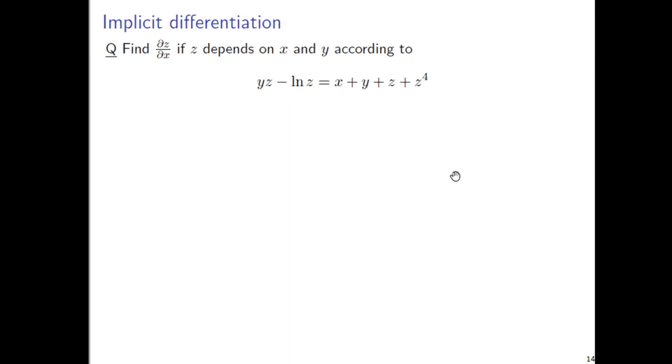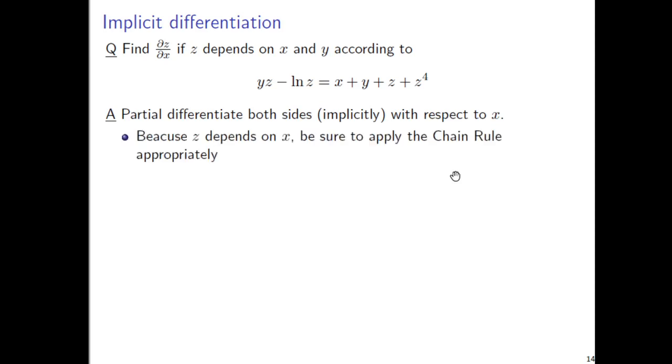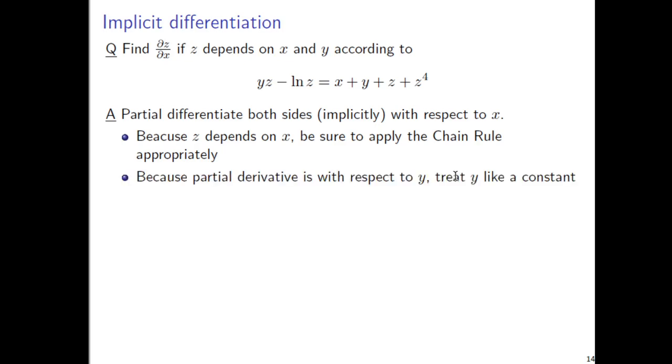It might be a little obscure, but when you find out that one variable depends on other variables, and this is all shown inside an equation, which is usually called an implicit equation, you just need to differentiate both sides of the equation, and there's a lot of places you have to be very careful about things like the chain rule. So we'll differentiate with respect to x, right? So partially differentiate both sides with respect to x. Now, because z depends on x, we need to be sure to apply the chain rule appropriately.